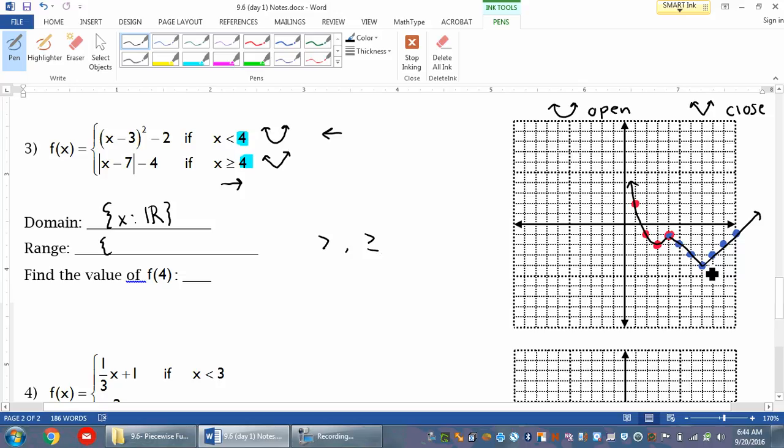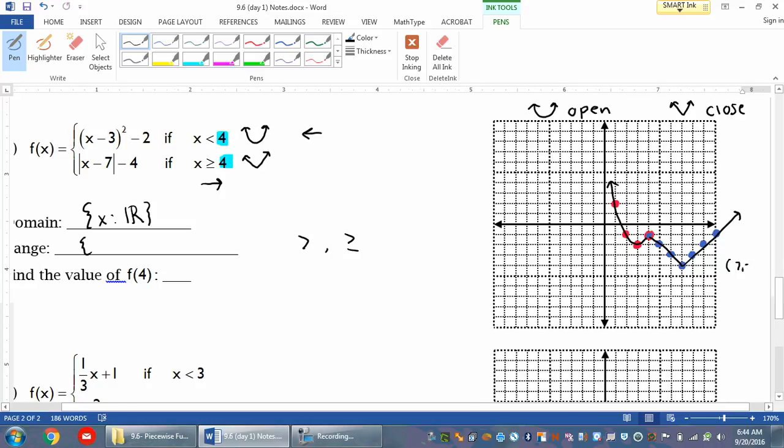The lowest y value right here is negative 4. Since I'm talking about the range, I'm going to use the y value, and since it's closed, I'm going to be greater than or equal to. So y is greater than or equal to negative 4. All right, lastly, find f of 4. F of 4 is negative 4.